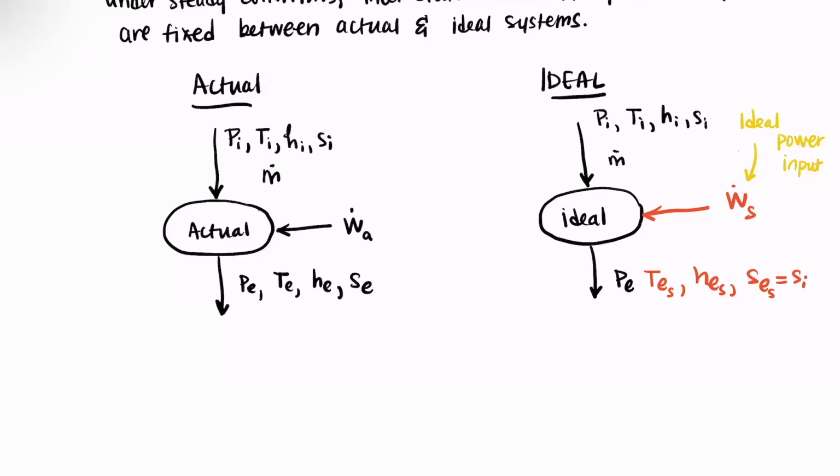Okay, does that make sense? So we're keeping all the inlet stuff the same, the exit pressure is the same, and outside of that, our exit temperature, enthalpy, entropy, and input work are all going to be different. Okay?